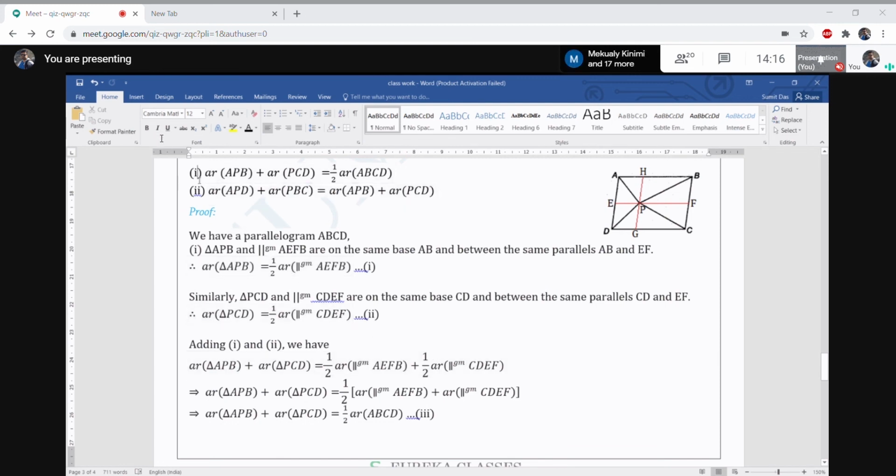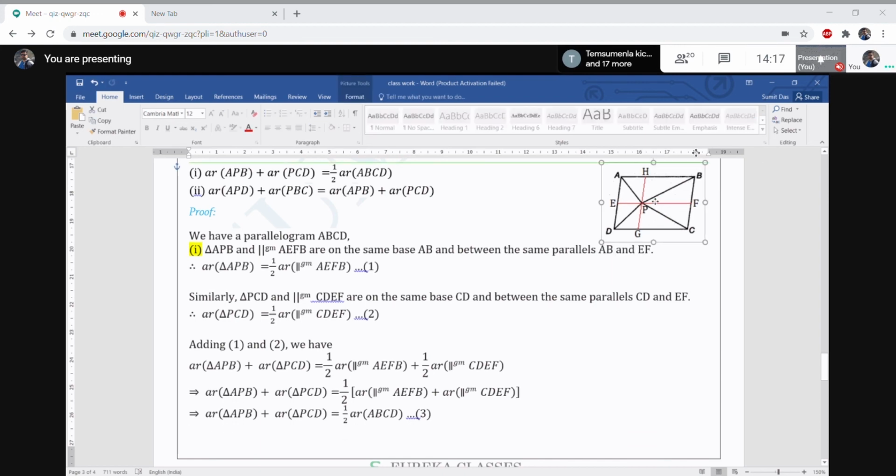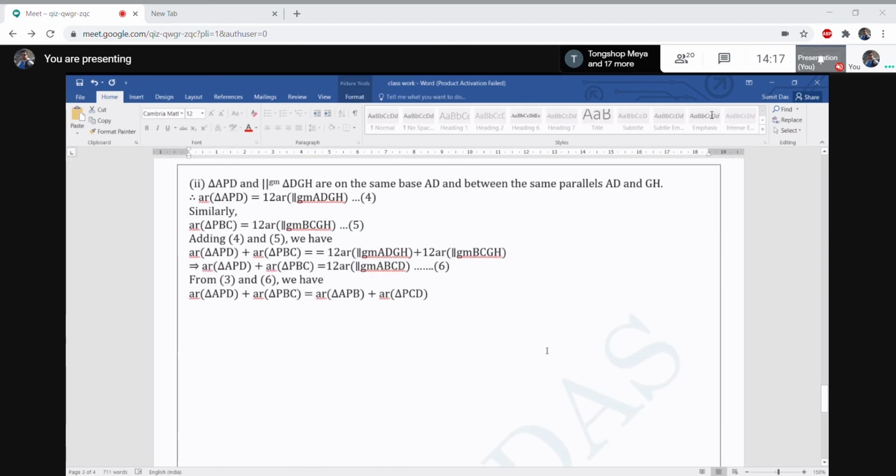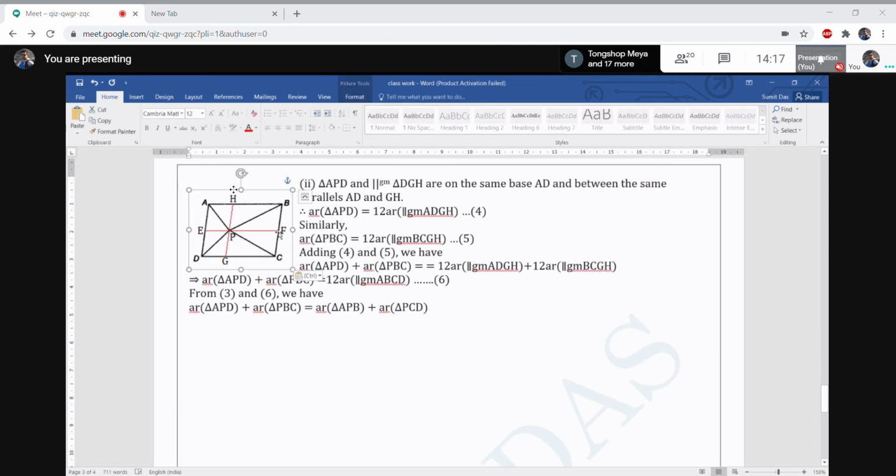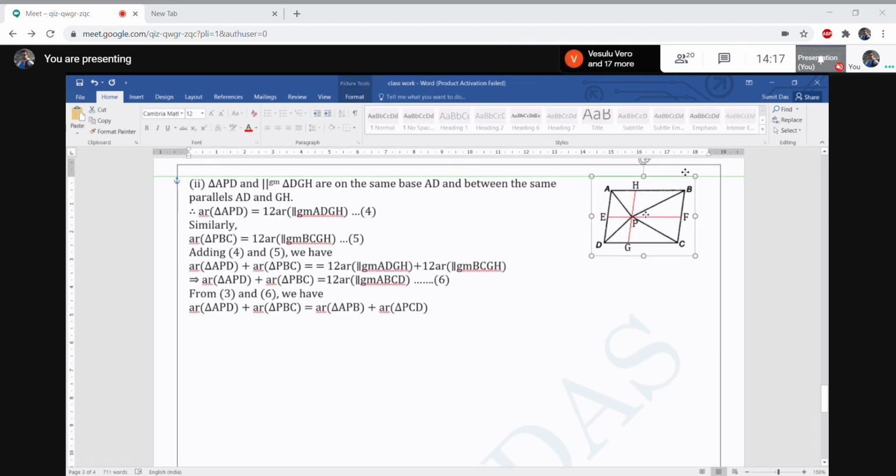Okay, let's mark this one now. This one 1, this one 2, this one 3. So our number one proof is done. Now for number two, I'm copying the diagram here also.